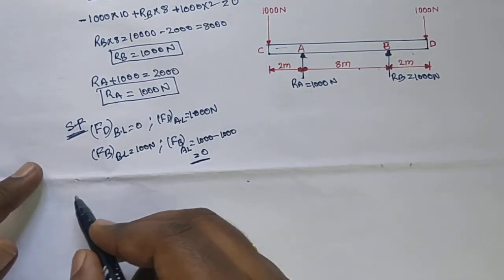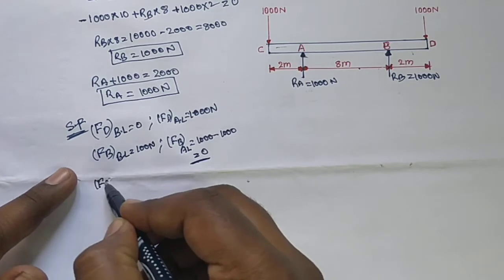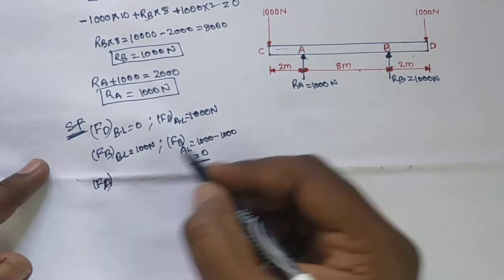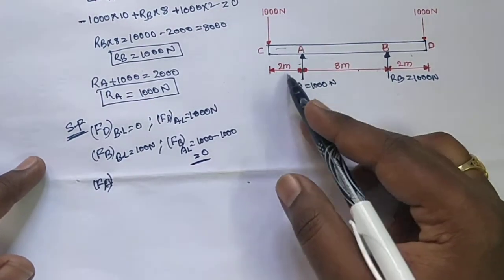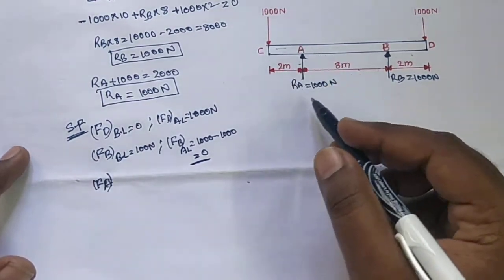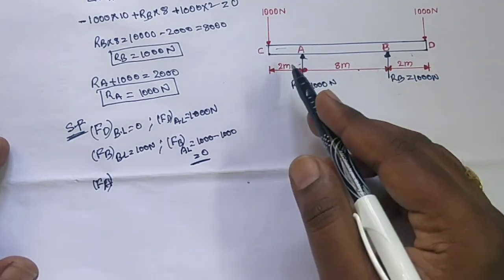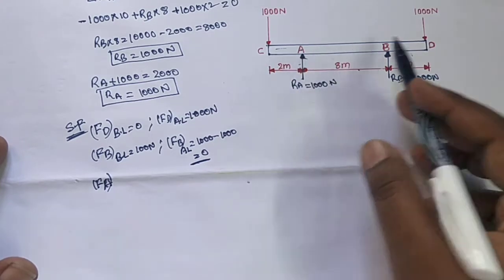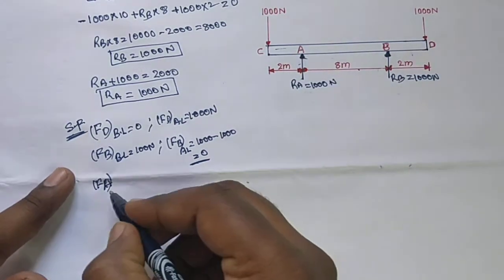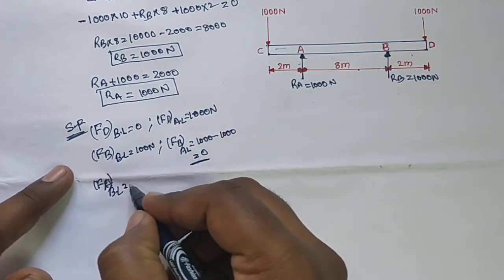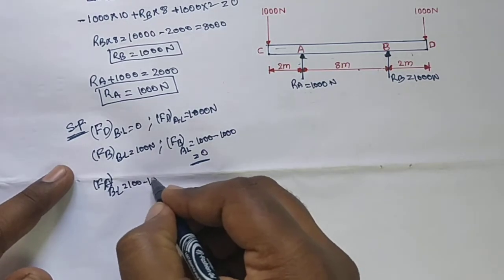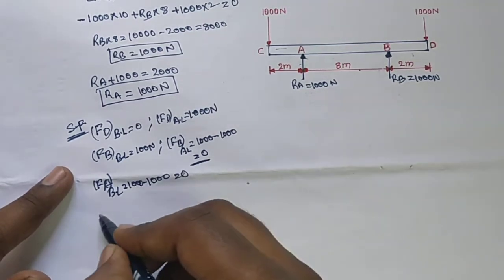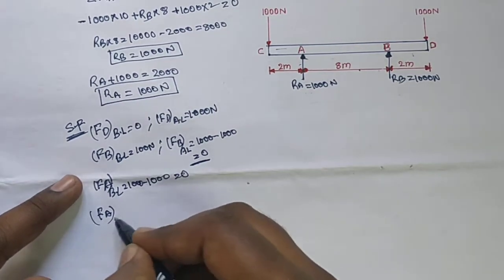Next, similarly we need to calculate shear force at point A. At point A a reaction force is acting, so we need to calculate before and after load. The right side of point A having two forces, that is 1000 minus 1000, that equals to 0. Next, shear force at point A after load.